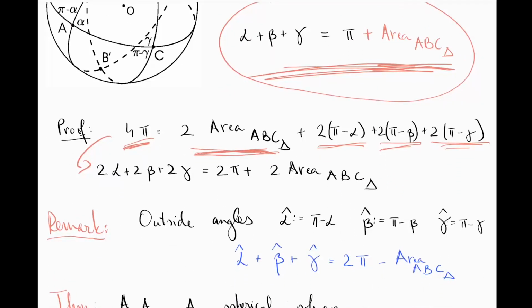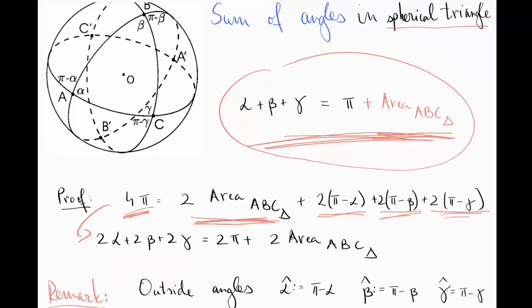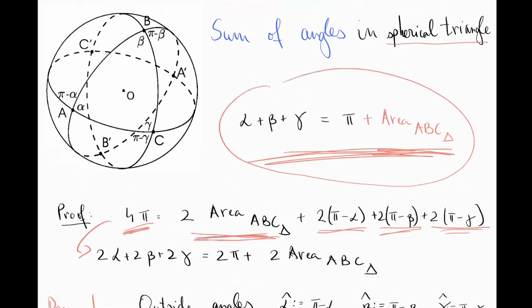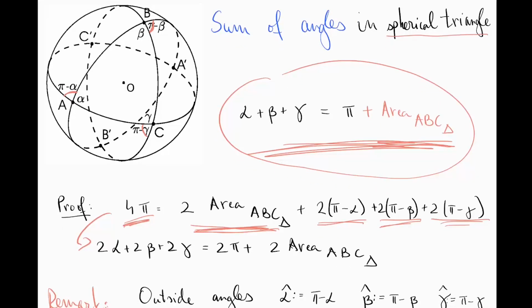Okay, so something that will be really useful for us in the proof of Euler's theorem is also looking at the outside angles, right? So what are the outside angles in a spherical triangle? It's the same as in the plane, right? So in case of this triangle ABC, the outside angles are this one, and this one over here, right? So an angle plus its outside angle always add up to pi.